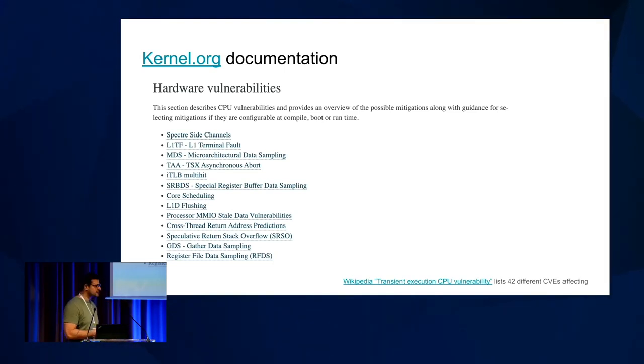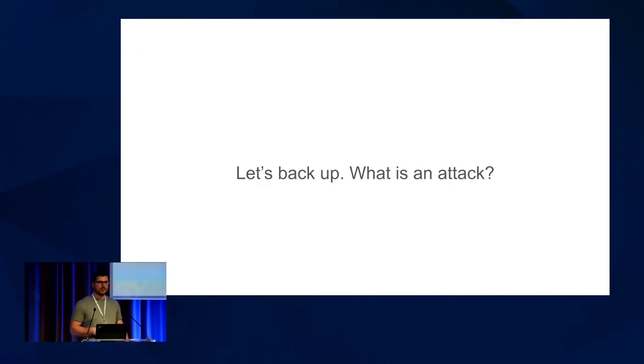If you look at the kernel.org documentation, you see a big discrepancy here. Wikipedia says, as I told you, 42 different vulnerabilities. In kernel.org, you have basically 12, and some of them are not even vulnerabilities, like core scheduling or many other things that you can use to work around a vulnerability. So there's a difference between what is a CVE, what is a vulnerability, and how the kernel mitigates it. And one thing is, the way we mitigate one serves a lot of them. That caused some confusion, and that's what I'm trying to help with in this presentation. Any questions so far?